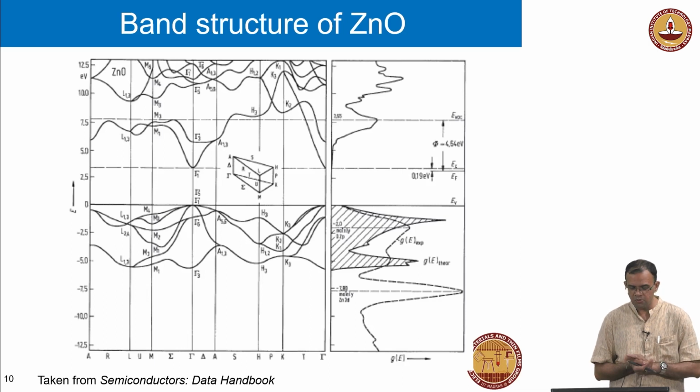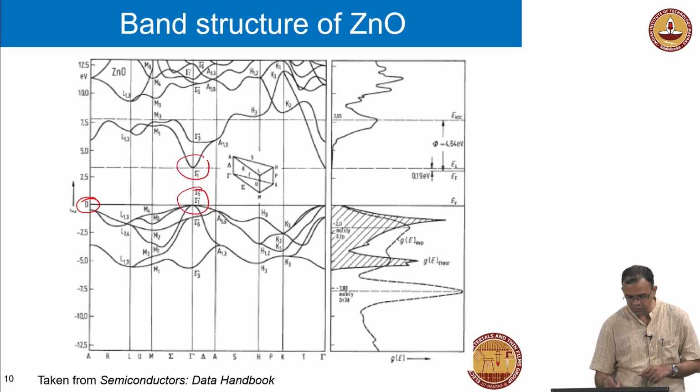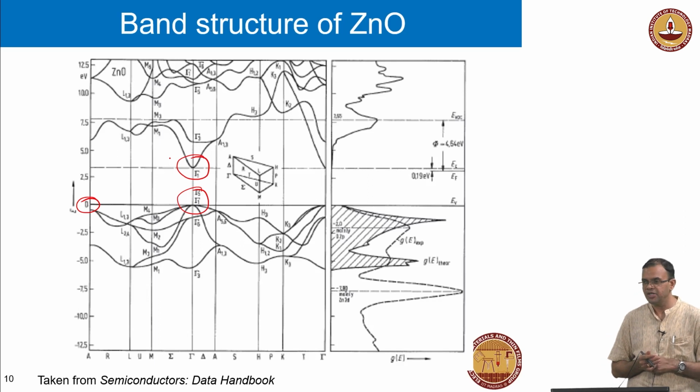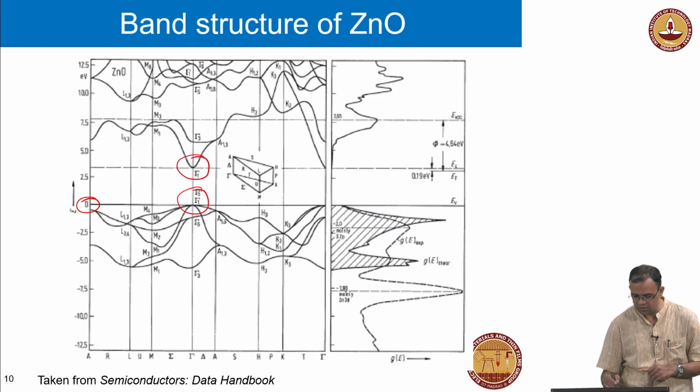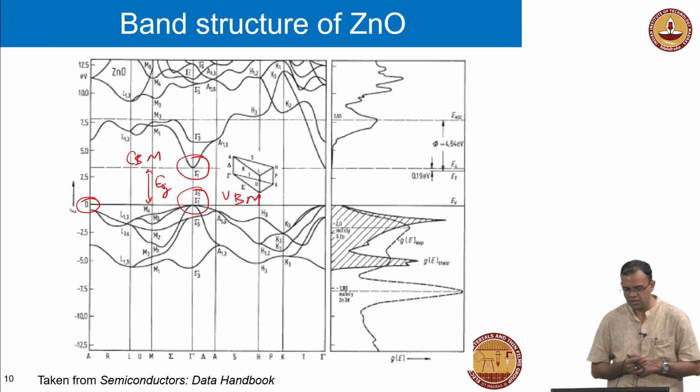Now this is the band structure of zinc oxide. We really didn't talk about the band structure in detail, but the main thing I wanted to point out in this diagram is that the 0 here represents the top of the valence band. So this is the top of the valence band, and this valley here represents the bottom of the conduction band. So this is the valence band maximum, called VBM. This is the conduction band minimum, CBM, and this is the band gap of zinc oxide.